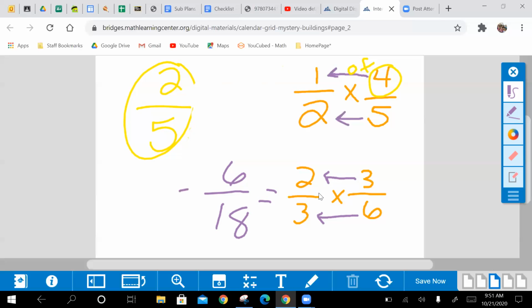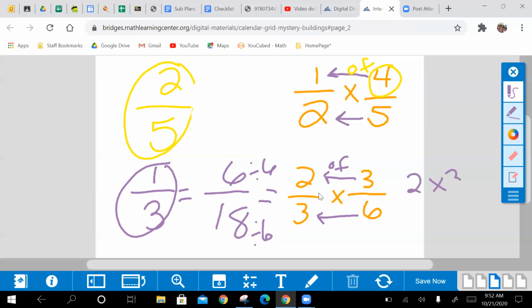In this instance, we can divide both numbers by 6. 6 divided by 6 is 1. 18 divided by 6 is 3. So 2/3 of 3/6 is 1/3. With multiplication, you know how you can go forward and backwards, meaning you can do 2 times 3 or 3 times 2 and get the same answer.